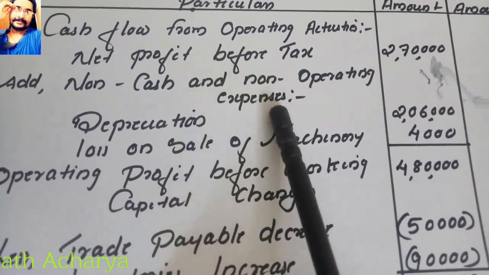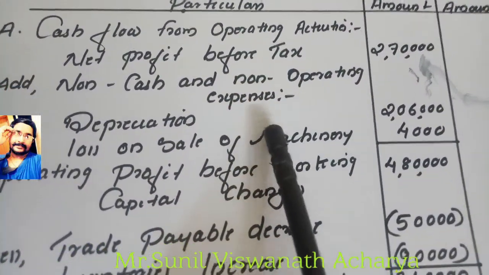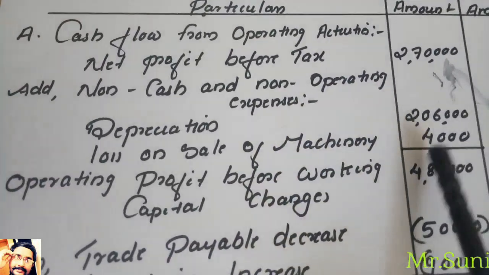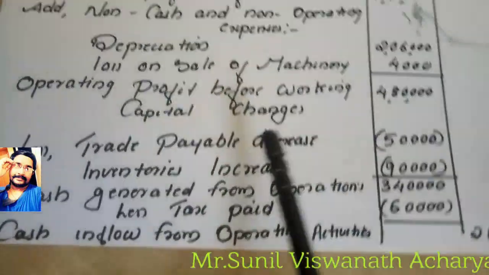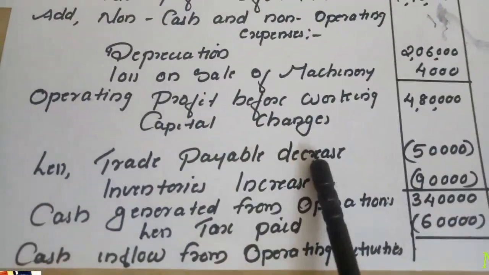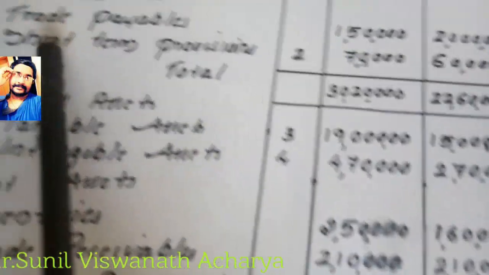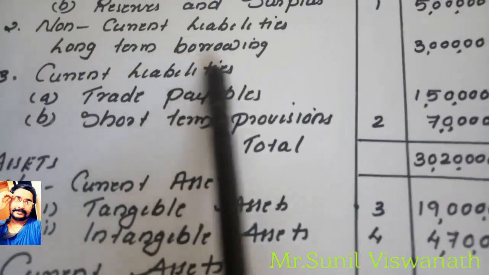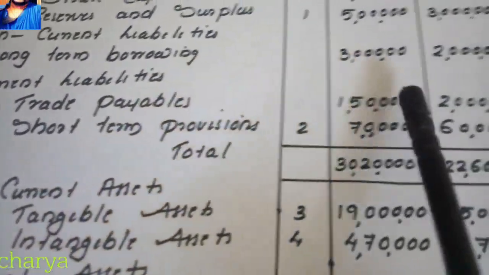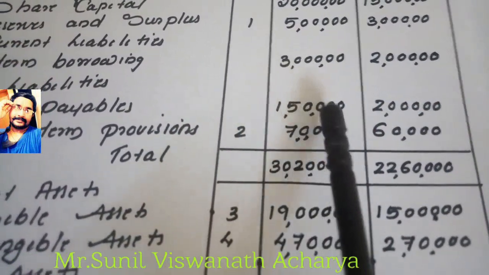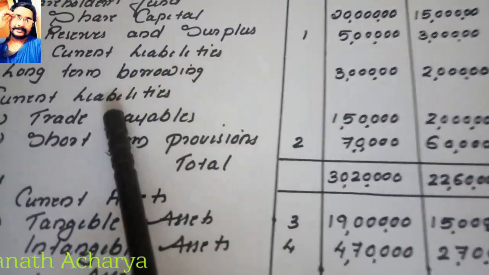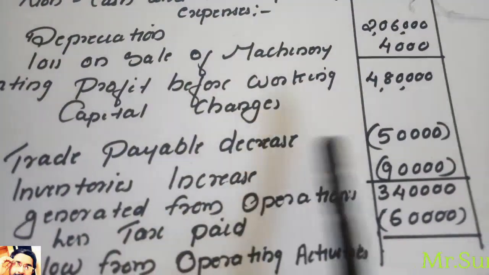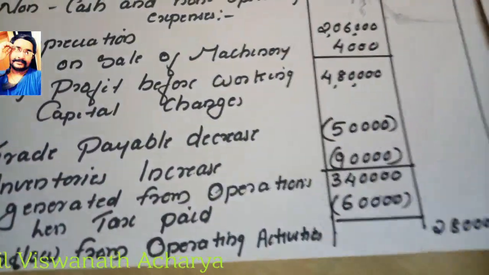In this question, there is no non-operating income. If any non-operating income is there, we have to subtract it. After that, what we get is operating profit before working capital changes. Now, if current assets and current liabilities have any change, we should consider it. In this question, see current liabilities, trade payable. First year it was 2 lakh, second year 1,50,000. That means trade payable decreased by 50,000. Current liability decrease, we have to minus. So here less trade payable decrease 50,000. We have to minus or put it in brackets.